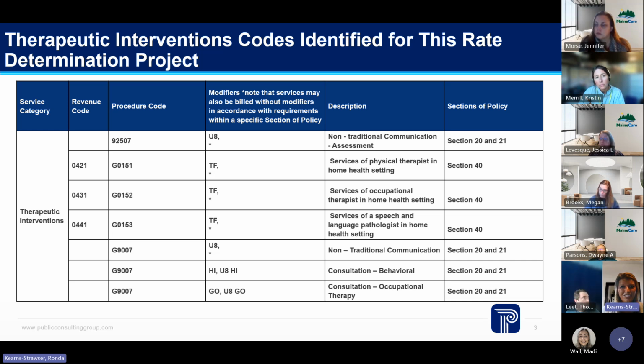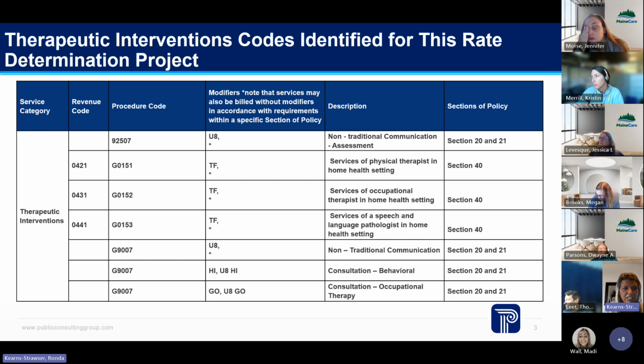And I believe Emma has just put something in the chat. I don't know if it was the link or the slides themselves, but those are all available to you on the Main Care rate reform website. There are actually two slides, and I'll briefly go through the codes here.